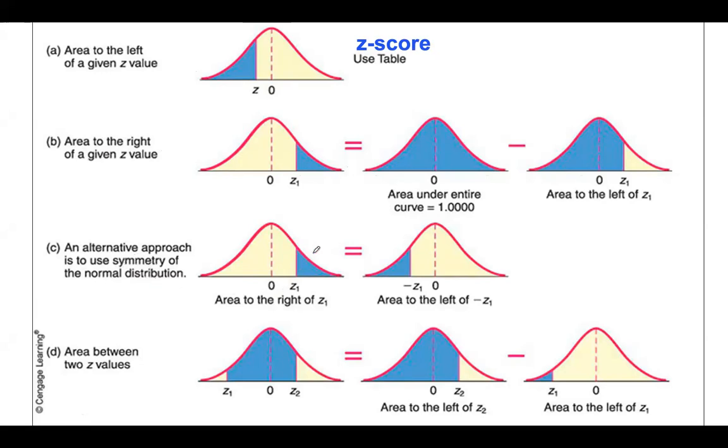Let's say we want the area to the right. Well, it is equal to the area to the left of the negative, due to symmetry. And the area between two values is essentially equal to this larger area of Z2 minus this little part over here. So you can kind of see these pictures.